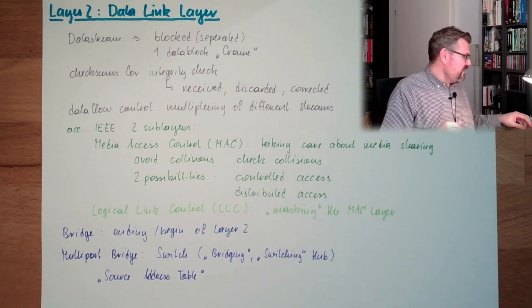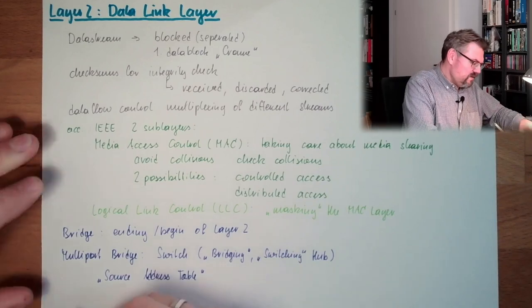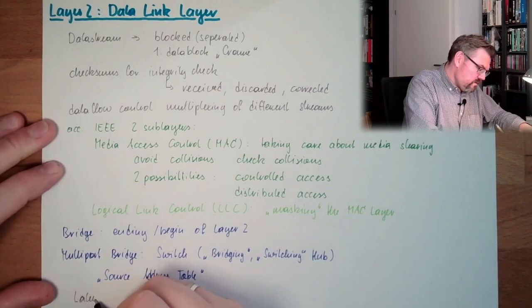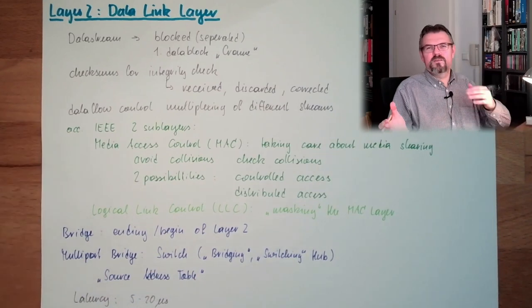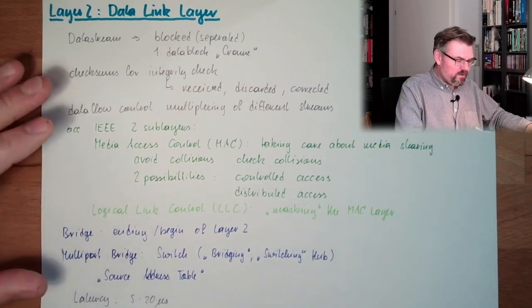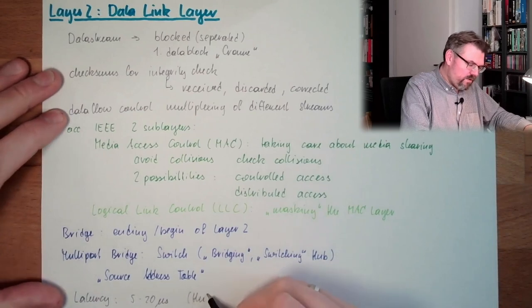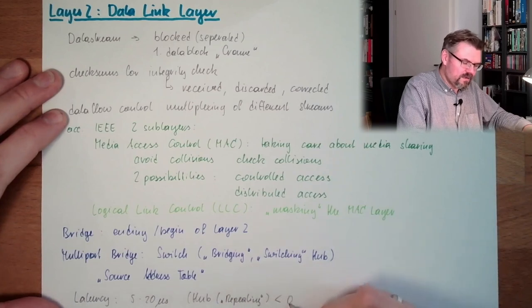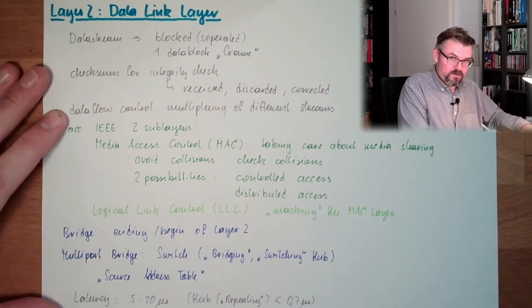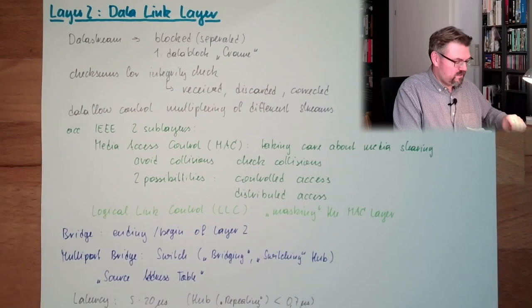So the latency is around 5 to 20 microseconds. So why microseconds? This is not long. Yeah, compared to a hub, a repeating hub, we are usually faster than 0.7 microseconds. So it's significantly increased. All right. So it's not just a little bit.